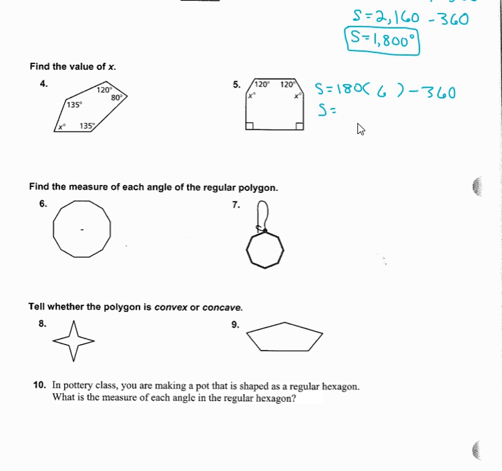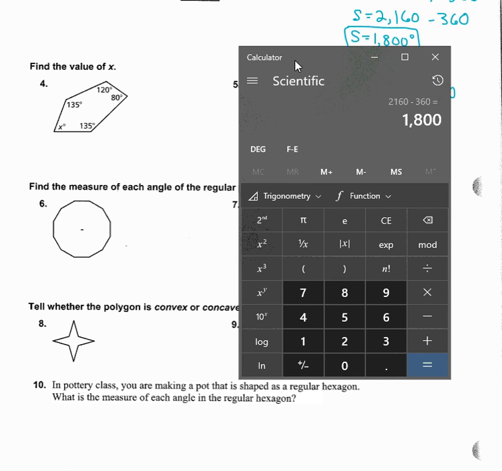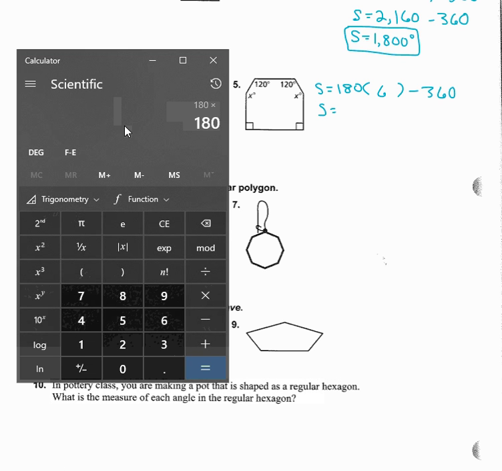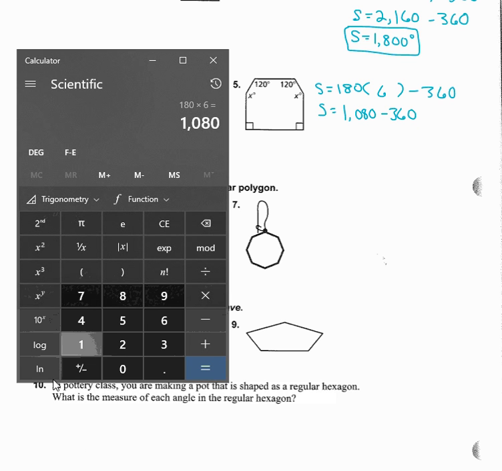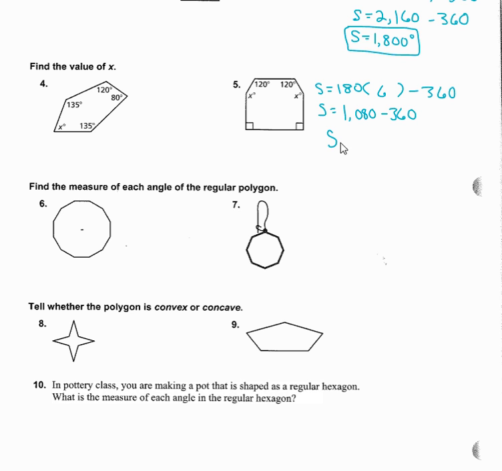I'm going to do 180 times 6, and then I need to subtract off my 360. So I've got 1,080 for 180 times 6. Minus 360, and I get 6,120. Oh, wait, no, I didn't type that in right. That doesn't make sense. 1,080 minus 360, 720, that makes sense. So S equals 720.